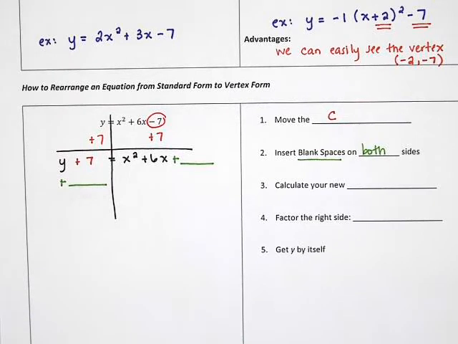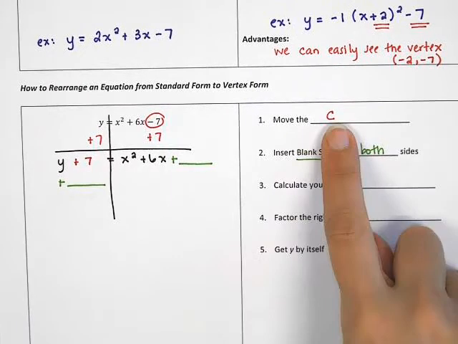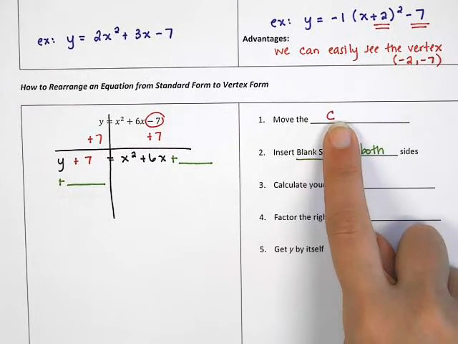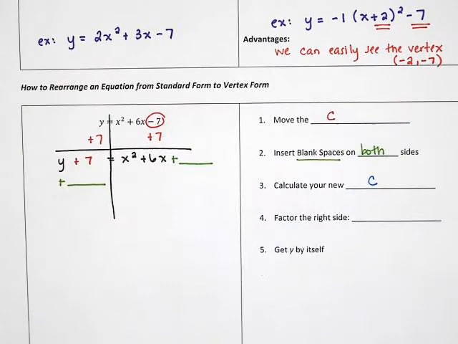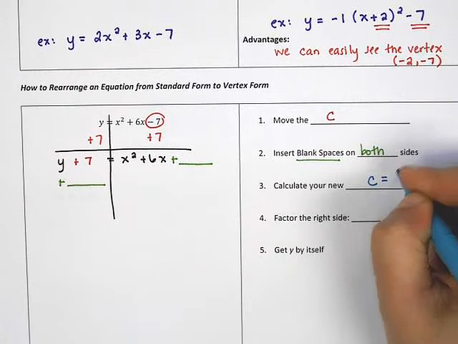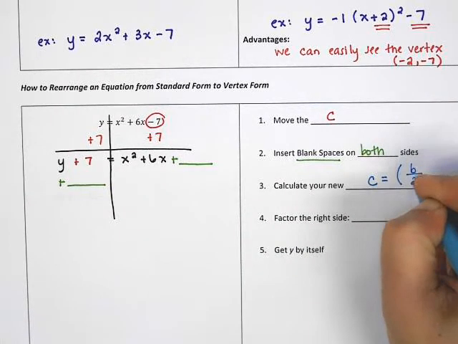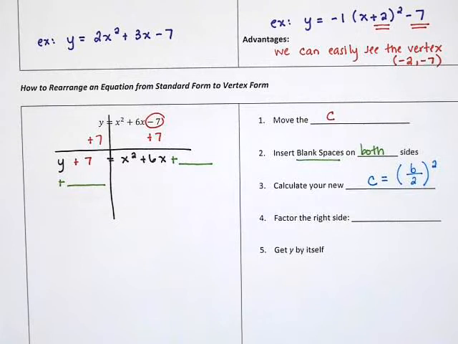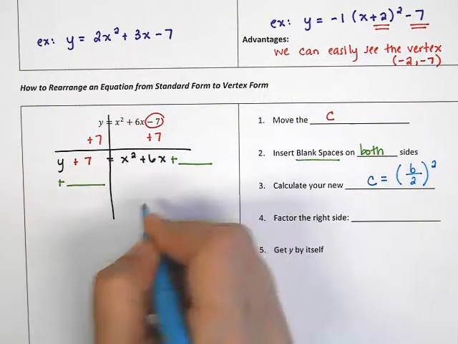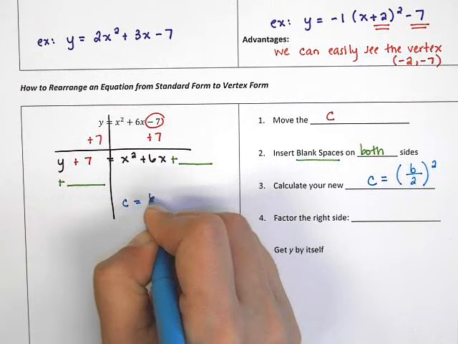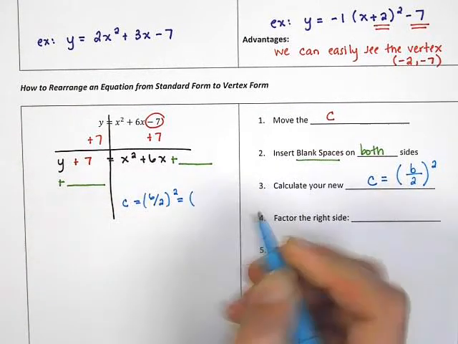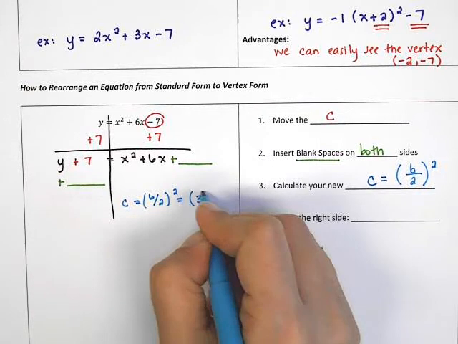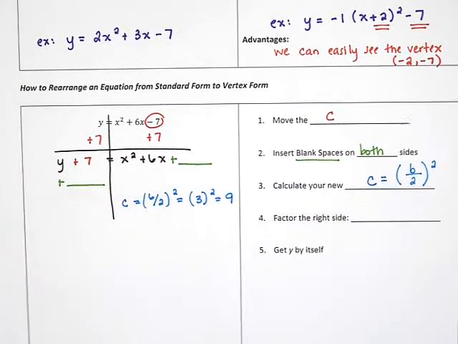Next, we need to calculate our new c. So we moved this c. It's gone. It's on the other side now. Now we're going to calculate a new value of c that we're going to fill into this problem. Our new value of c will be calculated by doing b over 2 squared. So I'm going to take my 6, and my new c is going to be 6 over 2 squared, which simplifies to 6 divided by 2 is 3 squared, which is 9.